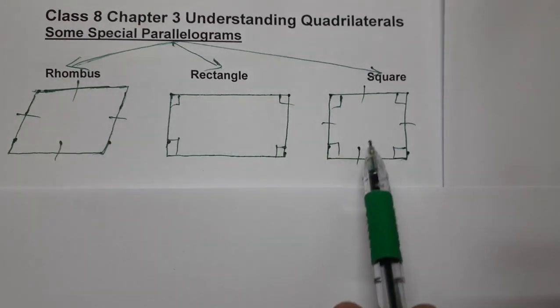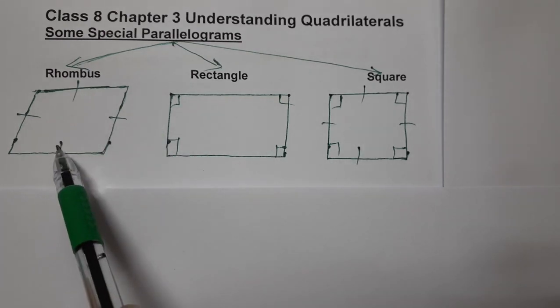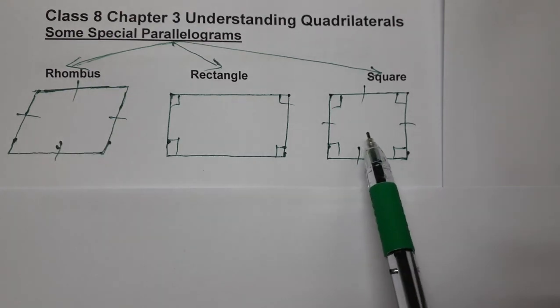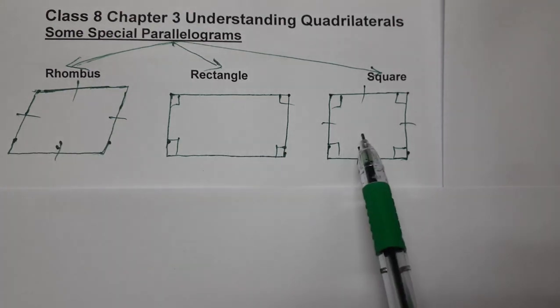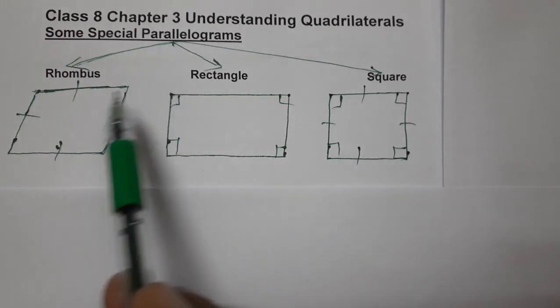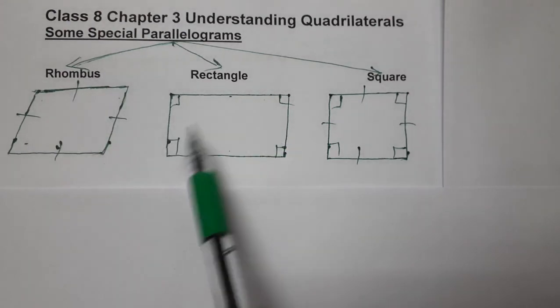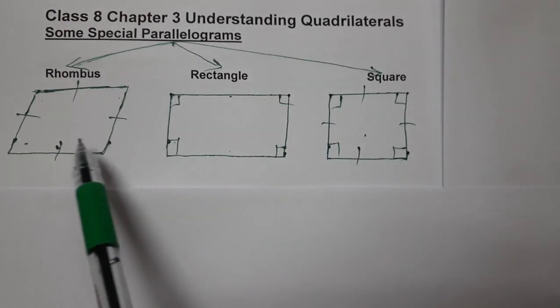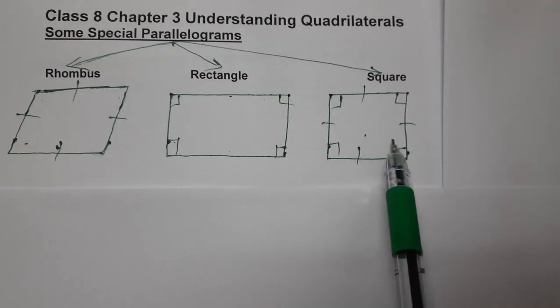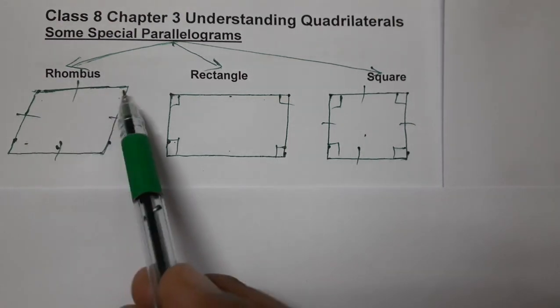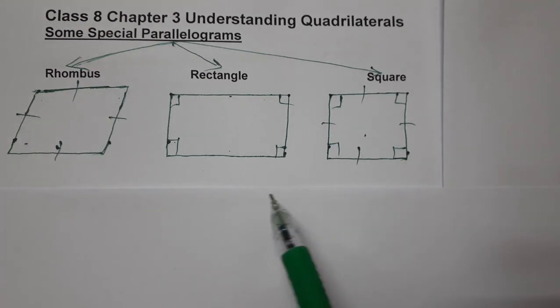All these figures are parallelograms. They have all the properties. All the three, rhombus, rectangle, square, have all the properties of parallelogram. Opposite sides parallel in all three. Opposite angles equal in all three. Diagonals bisect each other in all three. Adjacent angles supplementary in all three. So children, these are some special parallelograms having some different properties other than parallelogram also. So let us study all of these one by one.